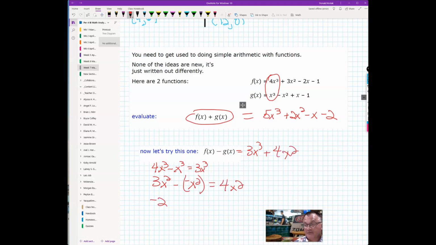Negative 2x minus x, so negative 2 minus 1, that's negative 3x. And then negative 1 minus negative 1, so that makes a plus right there. That's going to be 0. So there's the difference of those two functions.